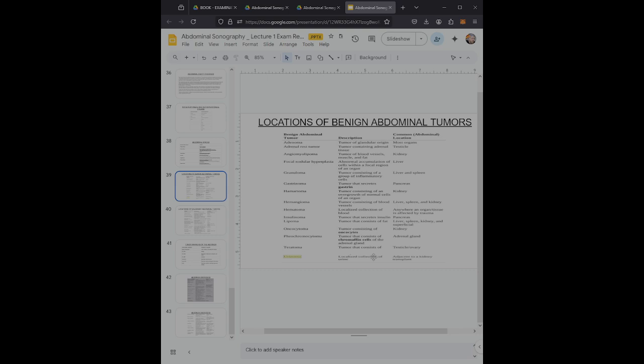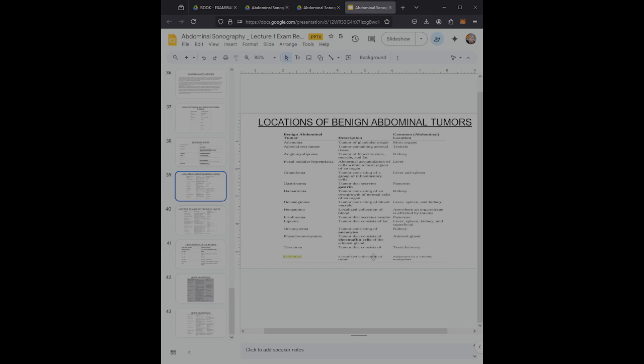Insulinomas are tumors that secrete insulin. They're seen in the pancreas. Lipomas are tumors that consist of fat. These are seen in the liver, the spleen, the kidney. Oncocytomas are tumors consisting of oncocytes. These are seen in the kidney.